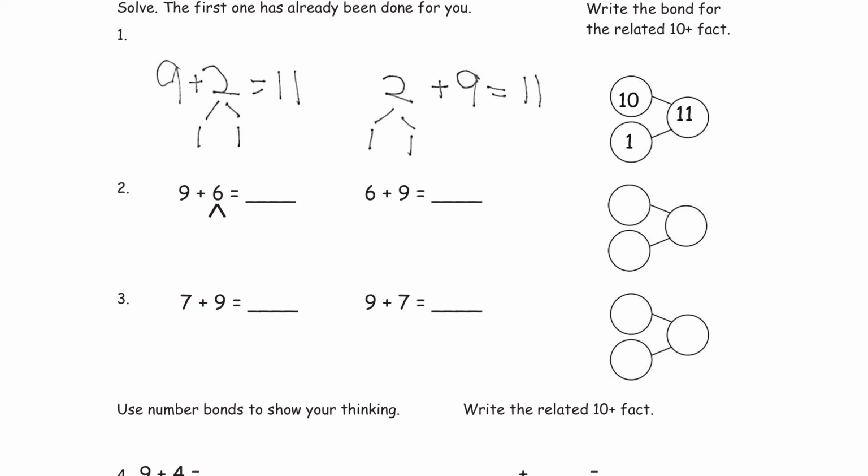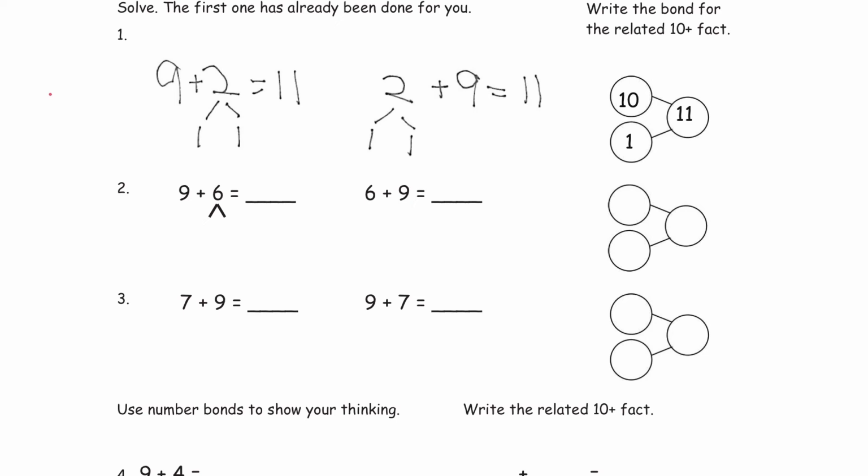Here's where they changed it up a little bit. Over here is where they wrote down our 10. So our 9 plus 1 is 10. They put that here. And then the other part of the number bond is where they put the 1. That was the 1 that was left over. 10 and 1 make 11. I'm going to help you with number 2, and then you'll do number 3 on your own.